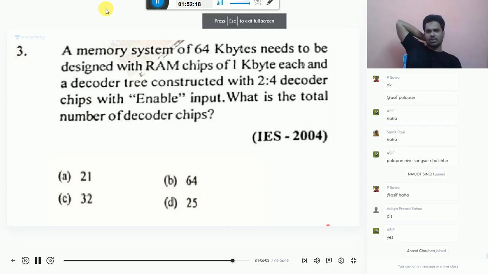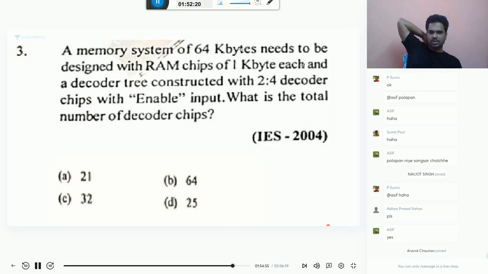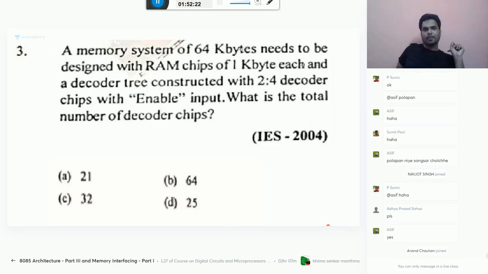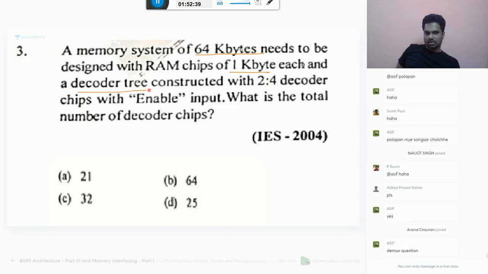What happened? Only 15% gave the right answer. Is it really that tough? Let's see. You have a memory system of 64 KB. It is to be designed using chips of 1 KB and a decoder tree. It's a combination of your digital circuits also, with a 2x4 decoder. Okay, let's do it.